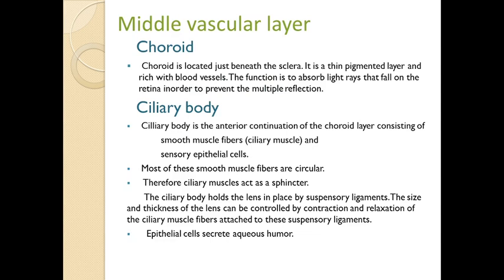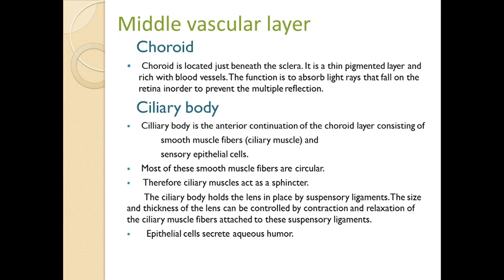Then the middle vascular layer, the choroid. The choroid is located just beneath the sclera. It is a thin pigmented layer rich with blood vessels. The function is to absorb light rays that fall on the retina in order to prevent multiple reflection. So that is the function of the choroid layer.